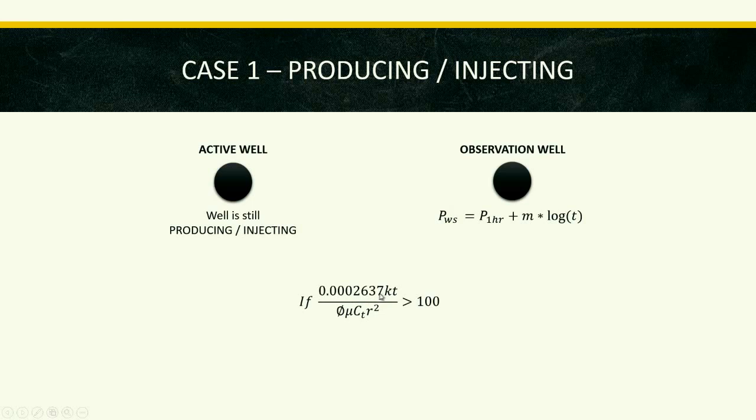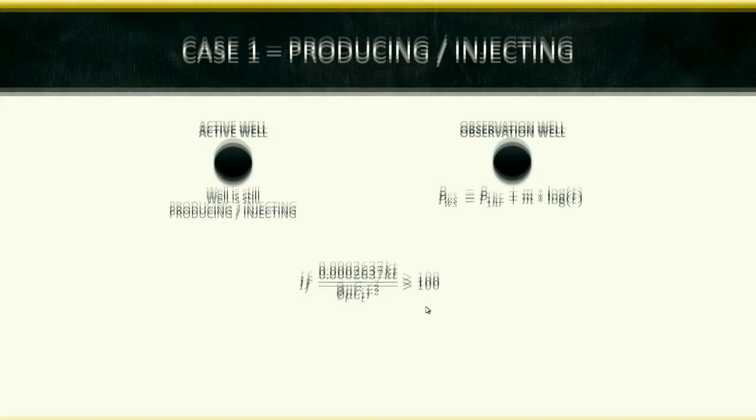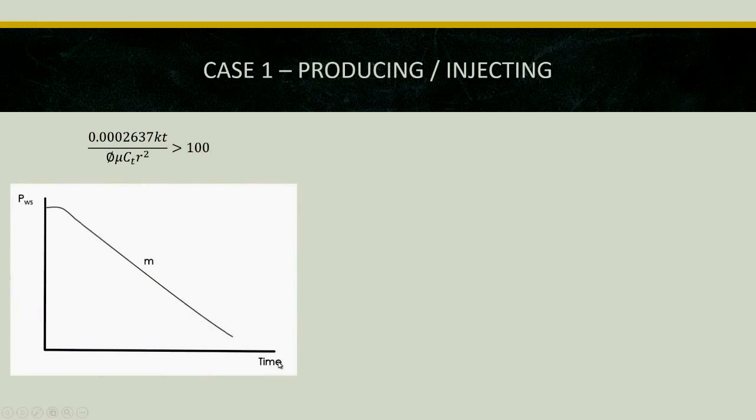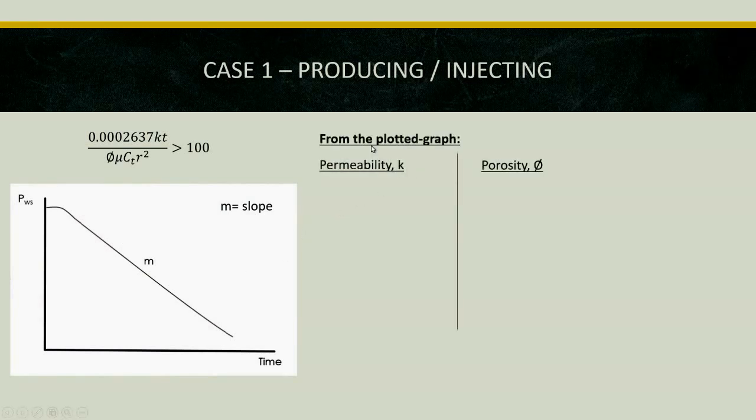0.0002637 times K, the permeability, times T, the time, over porosity, times mu, the viscosity, times Ct, total compressibility, times R square must be greater than 100. So to calculate this value, we must first plot a semilog graph using the obtained data, where P is plotted against time. From this graph, we should be able to obtain the slope M. Next, we can obtain the porosity and permeability from the plotted graph.